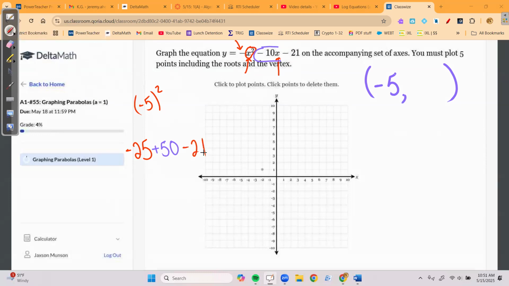So now I'll help you with the math. Negative 25 plus 50 is positive 25. And 25 minus 21 is hallelujah. Guess what we just did? We just figured out that your vertex for your parabola is at negative 5, positive 4. Now, move your mouse over and click on that point.